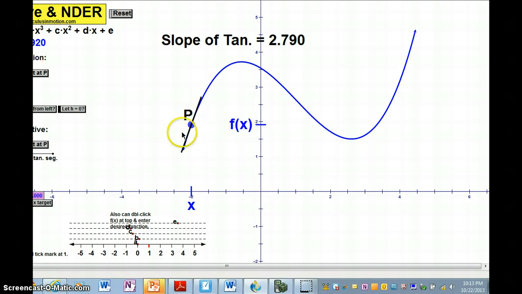If you haven't seen this before, our little point is going to go along the graph, and this black line is demonstrating our tangent. Here you'll see the numbers change as it goes from one section to the other. So right now we're starting at -2, and I'm just going to have it go all the way to 4.5 so that you can see what happens.